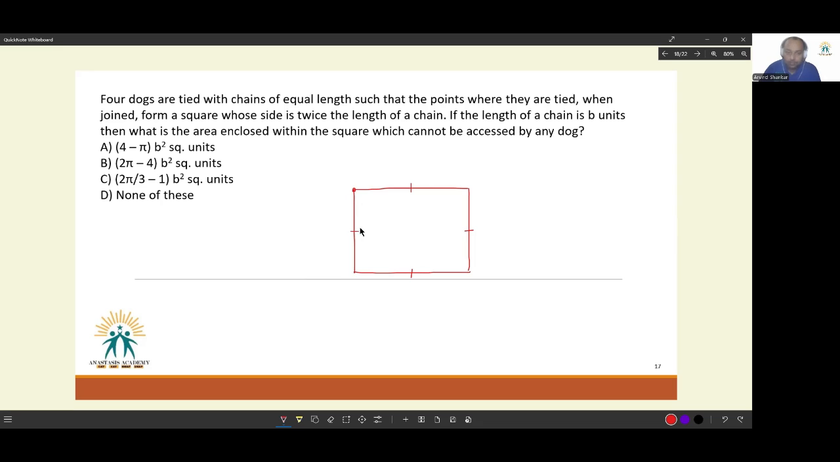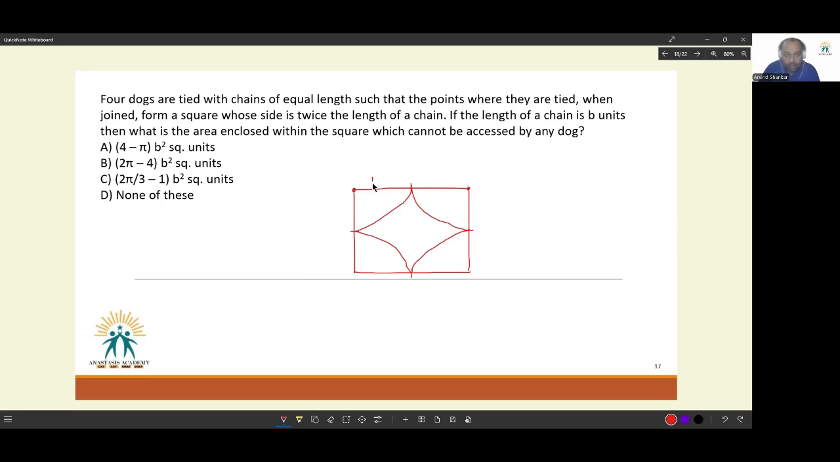One dog is here. The area he can access is going to be a quarter circle. Another dog is at the right top corner. The area that he can access is going to be a quarter circle. The area this fellow can access is a quarter circle. The area this fellow can access is a quarter circle.